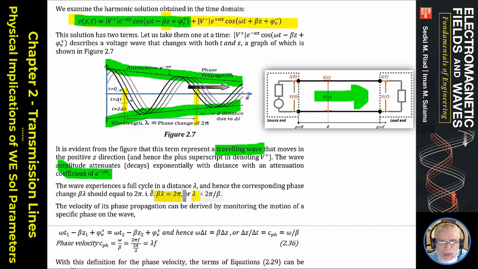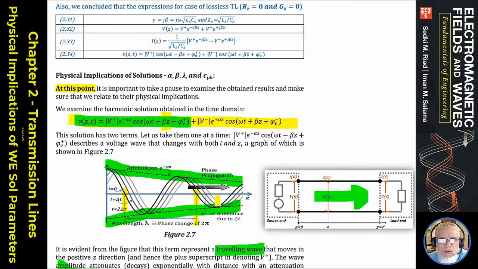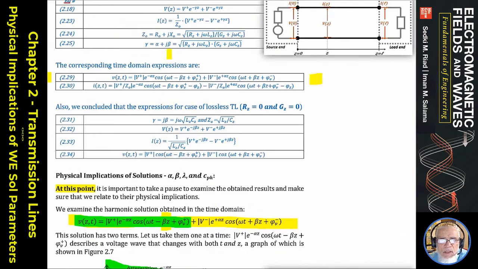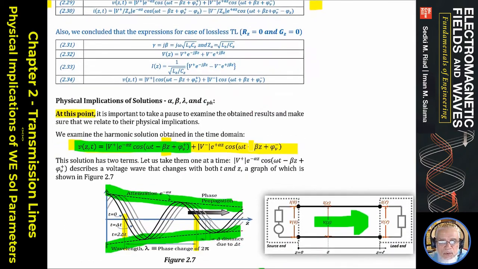From which you discover that lambda is equal to 2 pi over beta. What was beta again? Let's go back and see. Beta was the imaginary part of gamma, which again relates to R, L, G, and C. And in the lossless case, beta was simply related to L and C. So L and C are the dominant ones, or the prime ones, for producing the beta, and R and G are the dominant ones that produce the alpha.